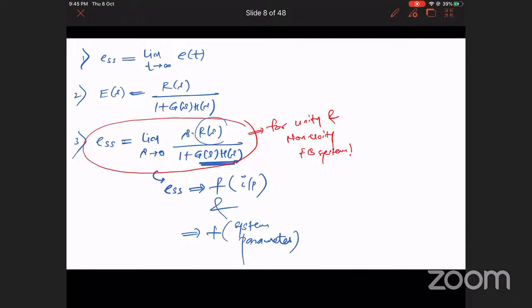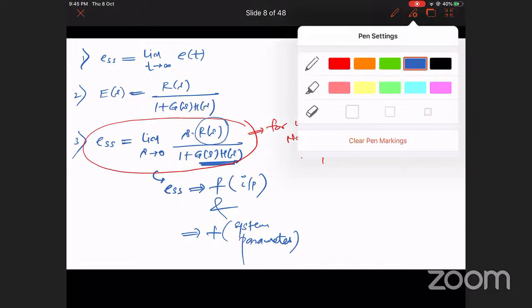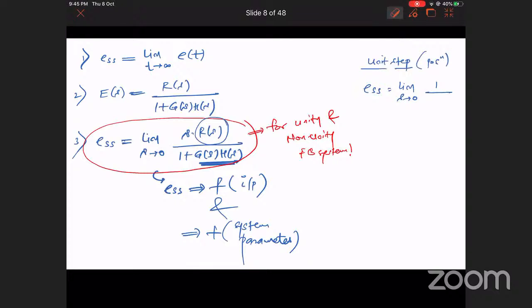Since R of S stands for input, if input changes, ESS is going to change. So in case of unit step input, guys, which is also known as a position input, we have seen ESS comes out to be 1 upon 1 plus Kp. Now this ESS is applicable only if H of S should be equal to 1, guys. Compulsory. No option.